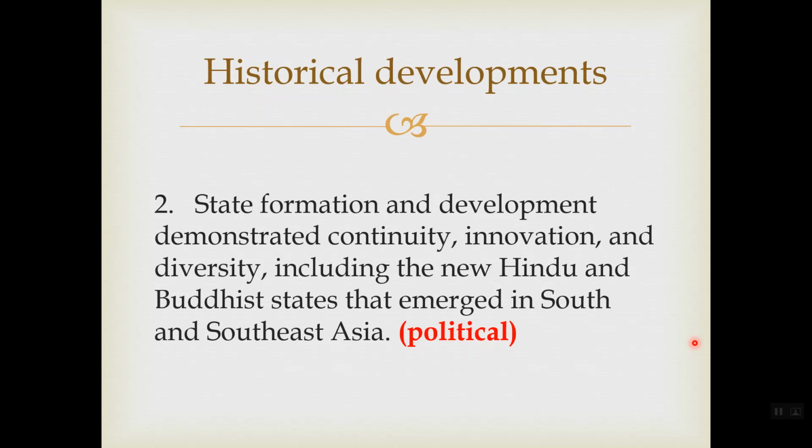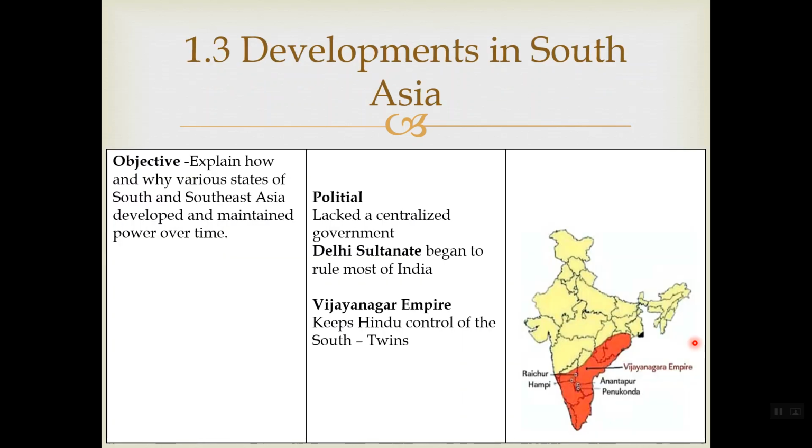Even though it's a new Hindu state, it actually demonstrates continuity. Why? Because the Hindu religion continues. So let's show this. Again, here it is. Explain how various states in South and Southeast Asia developed and maintained power. So the people that developed and maintained power, we have 3 examples of political change and 1 example of a political continuity. The political change came because of the Delhi Sultanate, also discussed in a previous video.